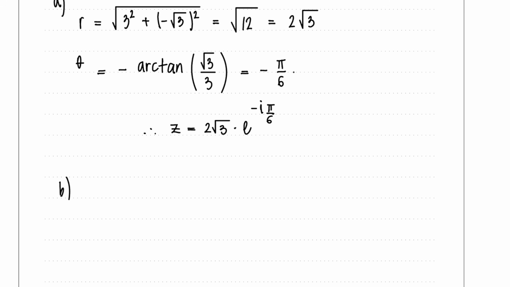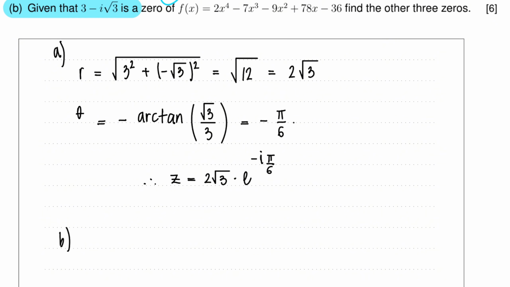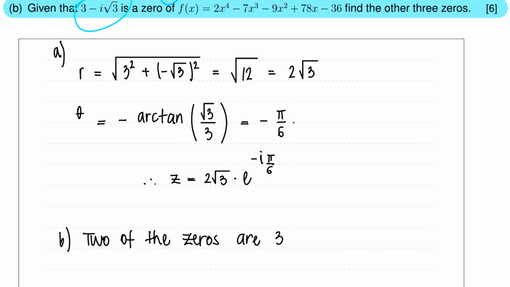All right, so let's move to question B now. Given that 3 minus i root of 3 is a zero of this polynomial right here, find the other three zeros. Now, we should know that if we have a complex zero of a polynomial, then its complex conjugate will also be a zero. Therefore, two of the zeros are 3 minus i root of 3 and 3 plus i root of 3.